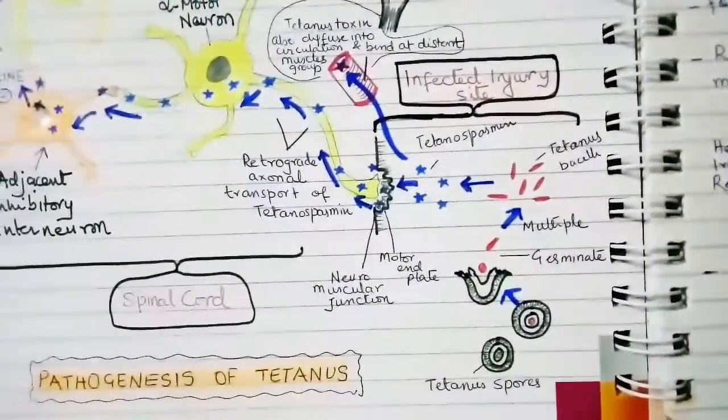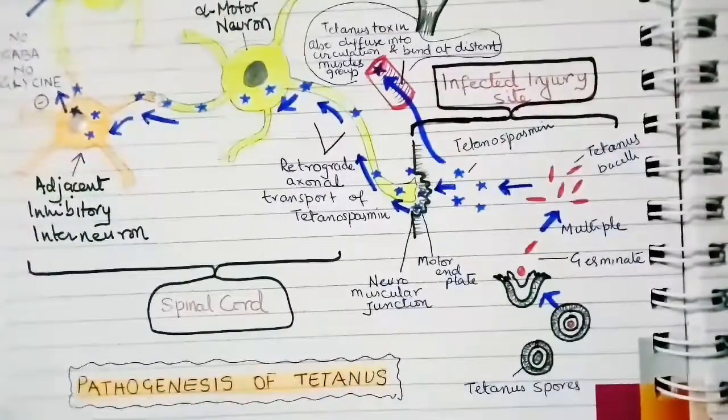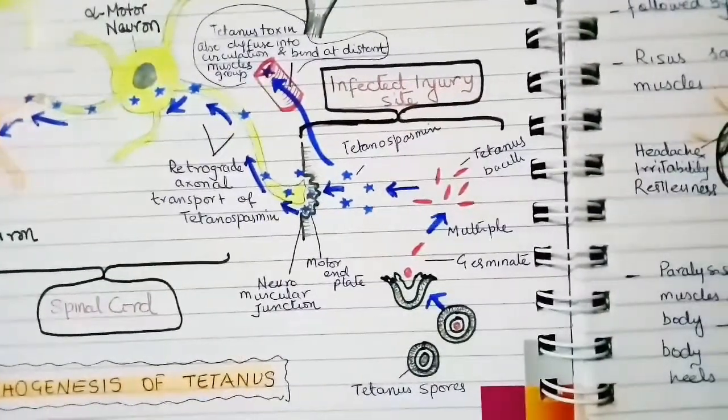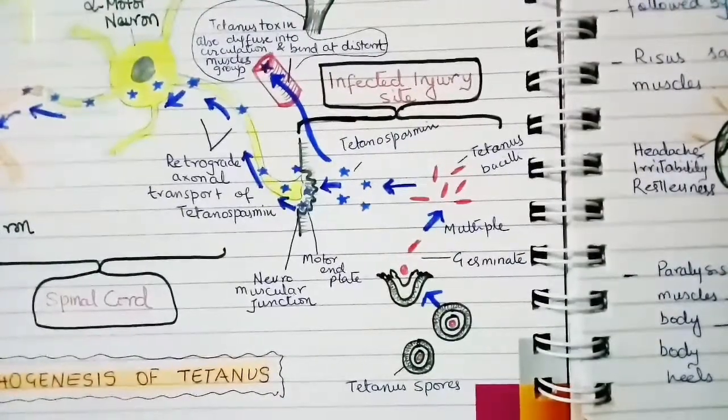Now friends, with the help of this diagram, I will discuss the pathogenesis of tetanus. In the infected injured site, tetanus spores germinate into vegetative forms. These tetanus bacilli multiply and produce tetanospasmin. Clostridium tetani is not a tissue-invasive organism and remains localized at the injured site.